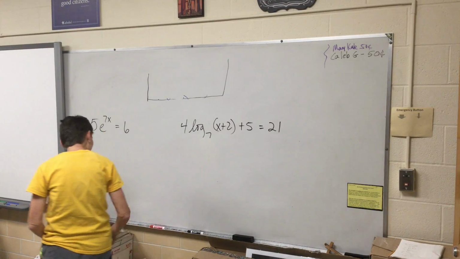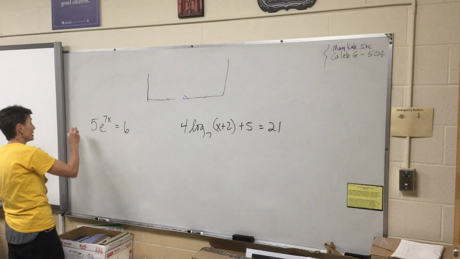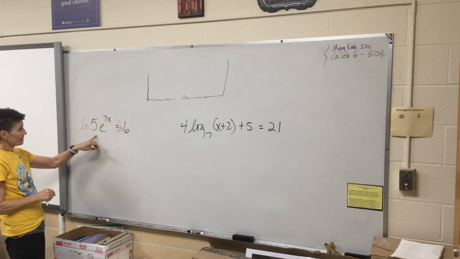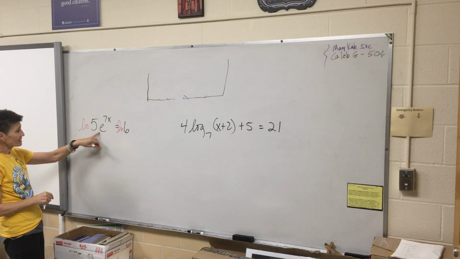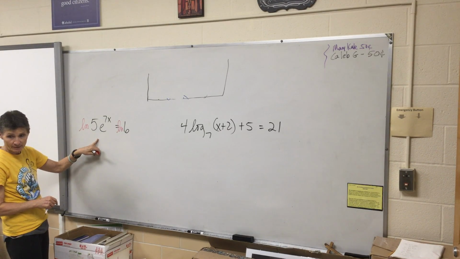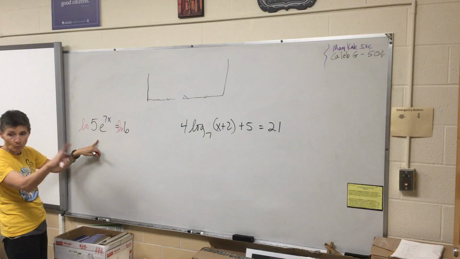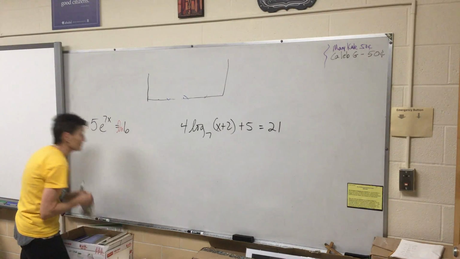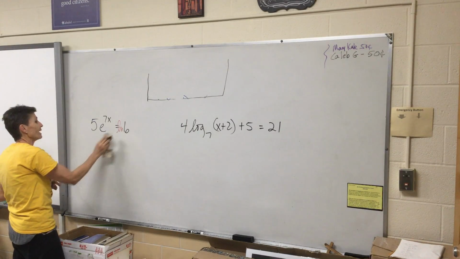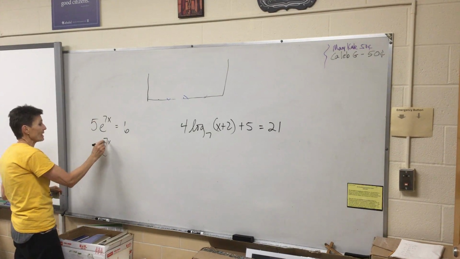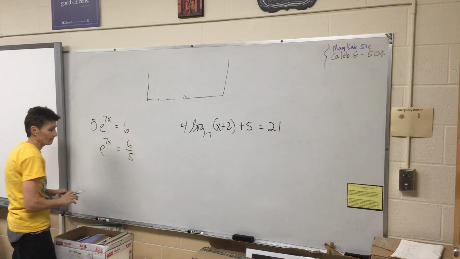Okay, now I want to talk about that for a minute, because if you do that, is this going to cancel? Are these canceling? No. Because they're not touching each other. There's something in the way. Oh, the 5. So what do I have to do? Divide the 5 over. You've got to divide the 5 over first, right. So e to the 7x equals 6/5.